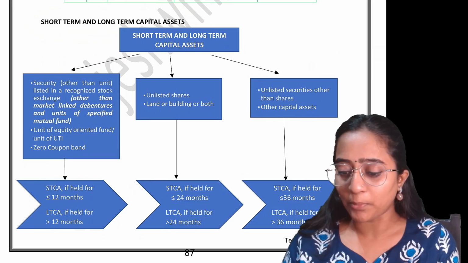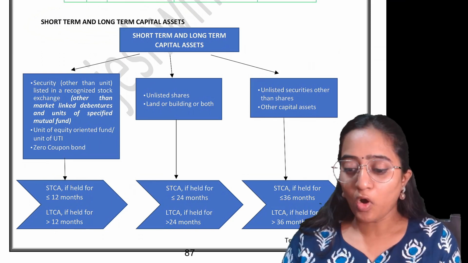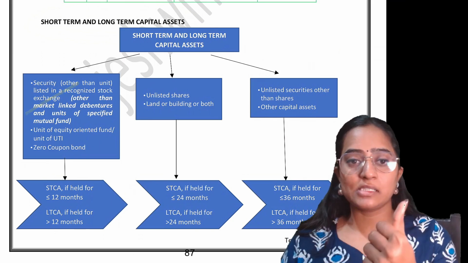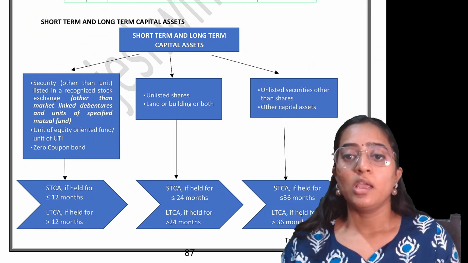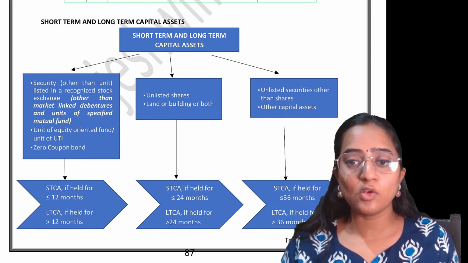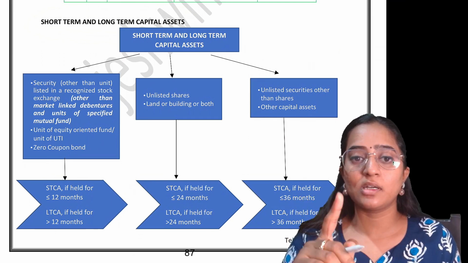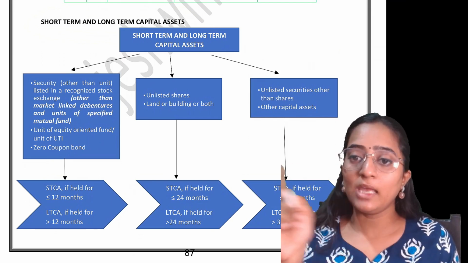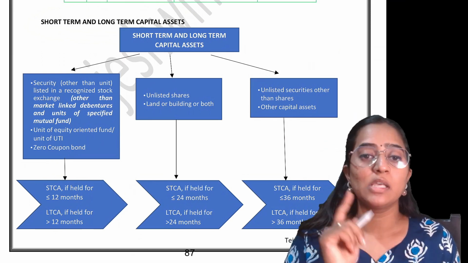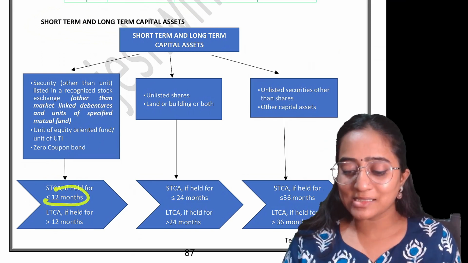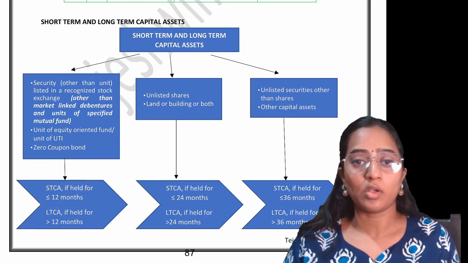Simple. Now, remember, for listed shares, listed units of mutual funds, and listed zero coupon bonds, if you are holding it for a period less than or equal to 12 months, it is going to be considered as a short-term capital asset. Gain from that will be short-term capital gain. If it is held for a period greater than 12 months, it is a long-term capital asset. Remember, exactly 12 months, you will call it short-term.